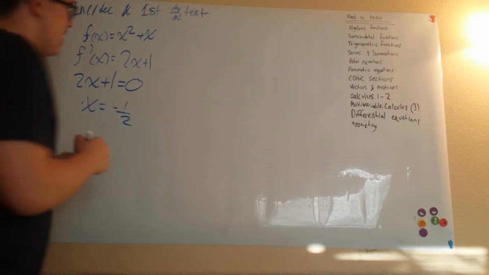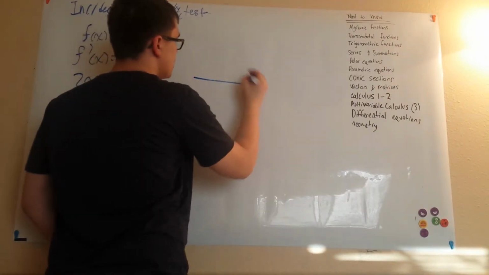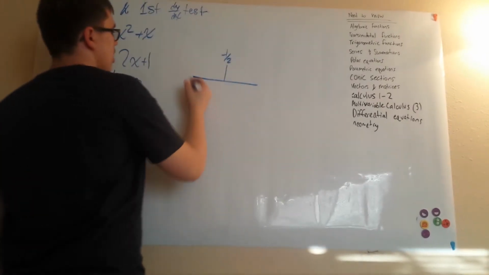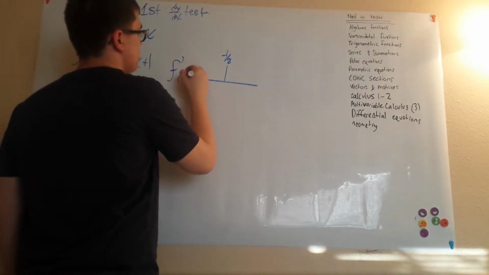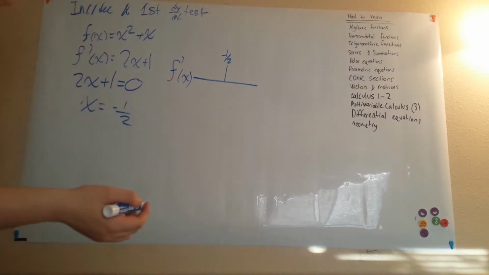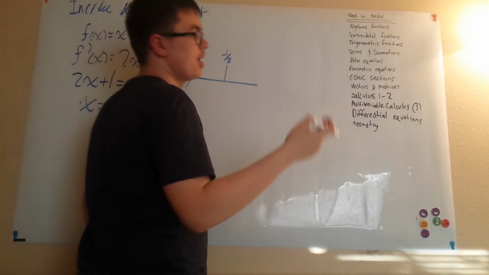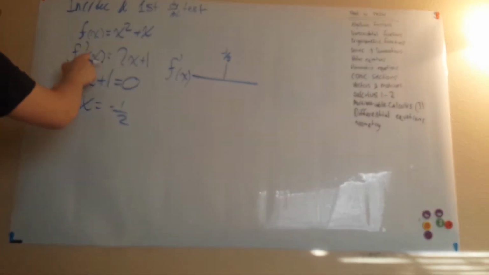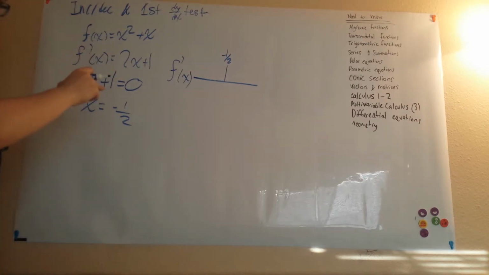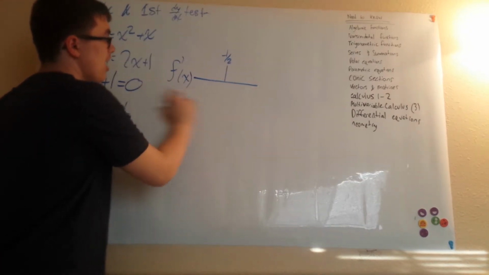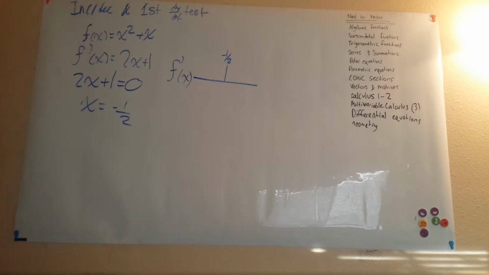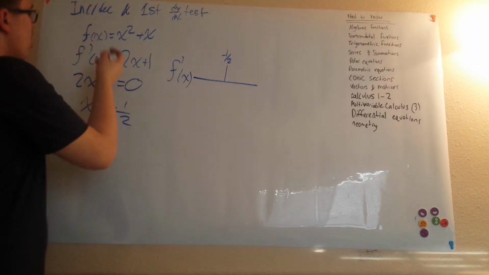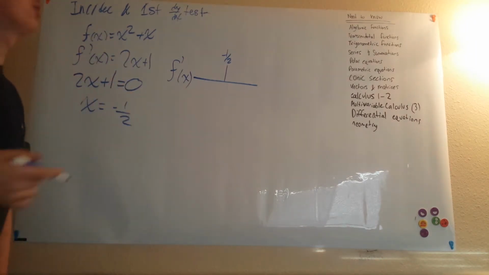So let's test that. I'm going to make a little test where I'm testing negative 1/2, and I'm using the first derivative test. If I plug in a number less than negative 1/2, like negative 1, into my derivative, not my function, in the derivative, I'm putting values for f prime of x. So if I put negative 1 into f prime of x, am I going to get a negative or a positive number? Well, in this case, I get a negative number.